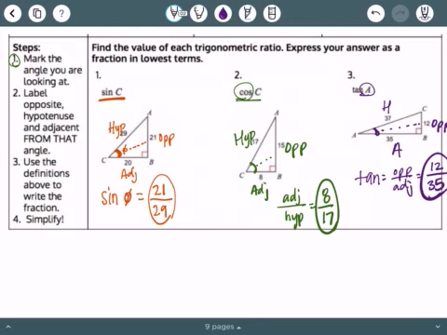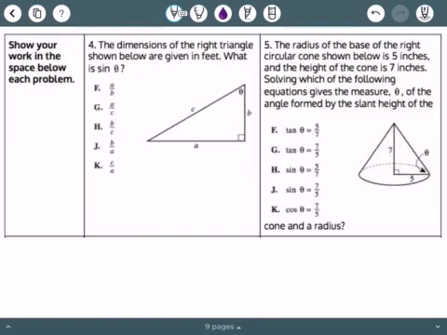Alright, from here you are going to work on numbers 4 through 8. For those of you who aren't listening, I'll just make this note for you: numbers 4 through 8, and get it checked off.